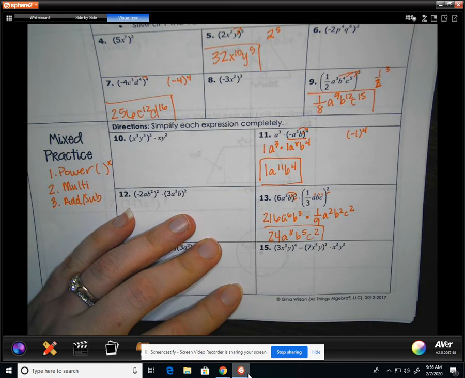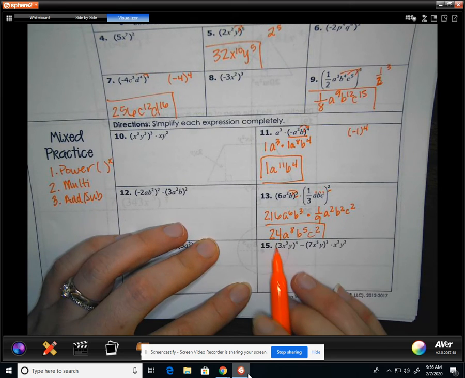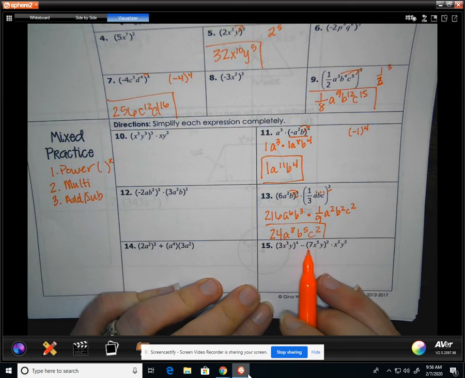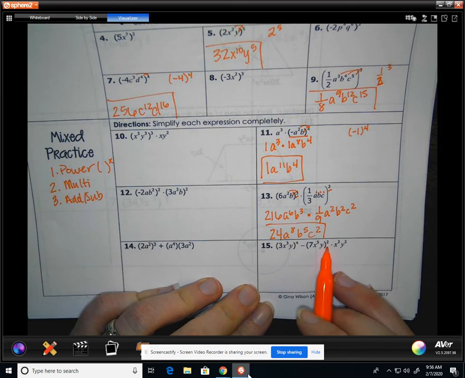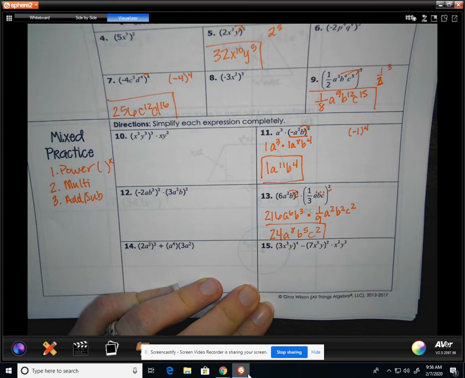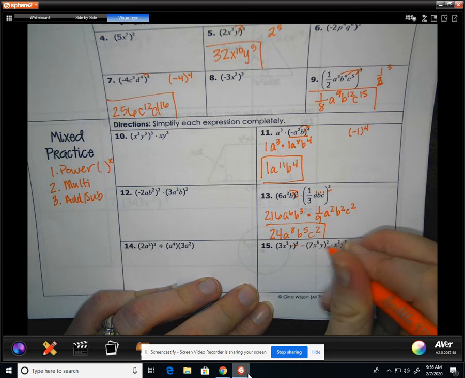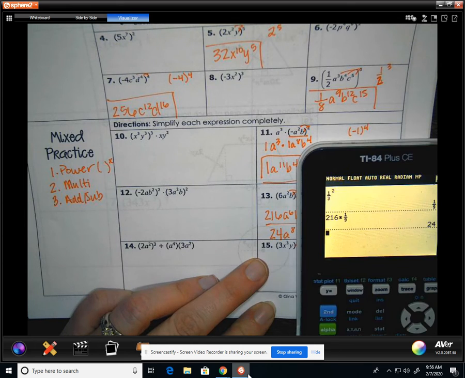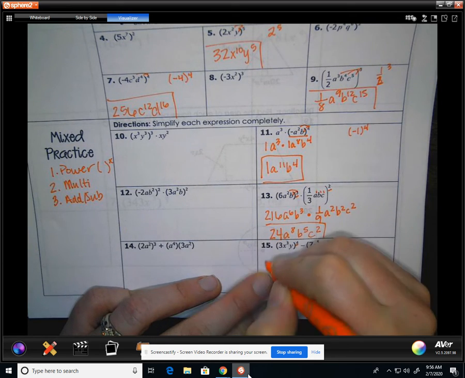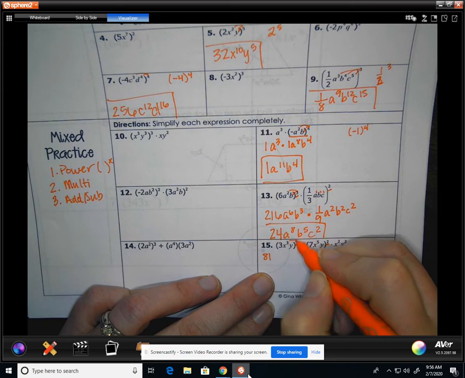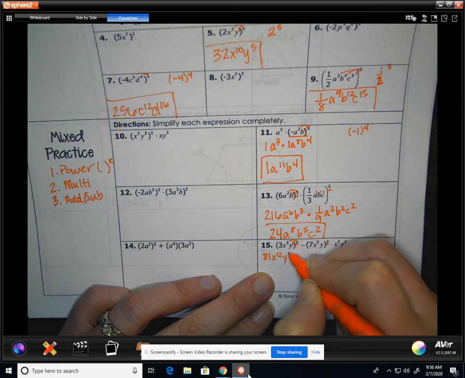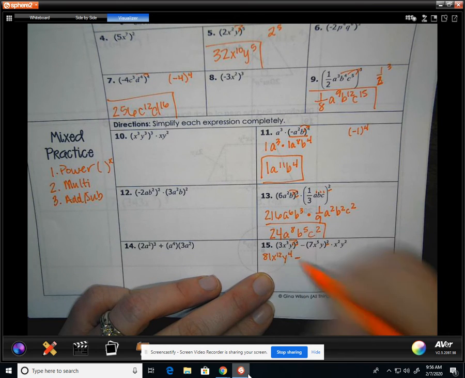Now moving to number 15, I have 3x to the 3rd, y all to the 4th, minus 7x to the 5th, y all squared, times x squared, y squared. The first thing you have to do is these outside powers. So we're going to do 3 to the 4th, which is 81. And then I multiply my exponents. 3 times 4 gives me x12, and 1 times 4 gives me y4. I keep that minus sign.